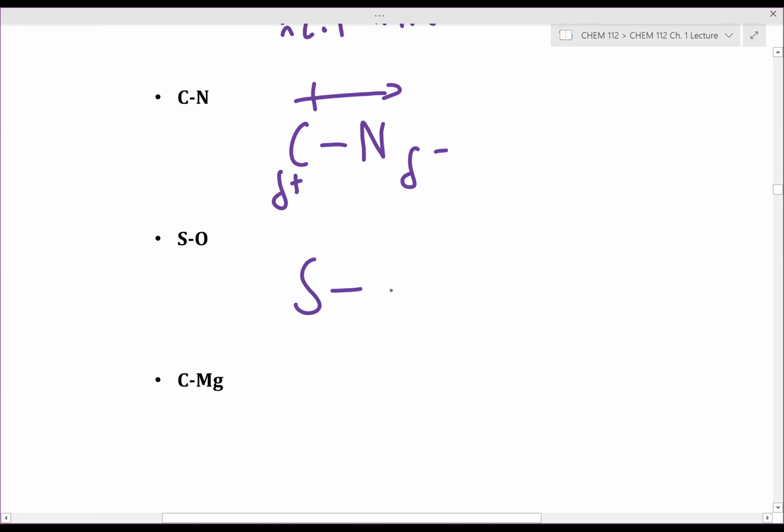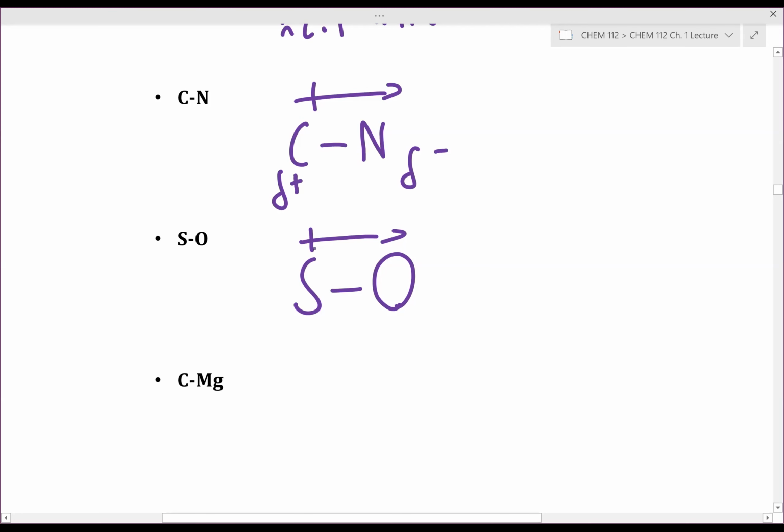Sulfur-oxygen bonds are an interesting one. In general, does electronegativity increase or decrease as we move down the periodic table? As we move down, it decreases, right? So which of these two elements, sulfur or oxygen, is more electronegative? Oxygen, yep. So our bond dipole will point towards oxygen.